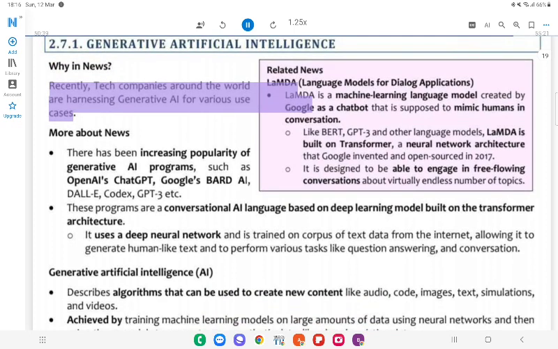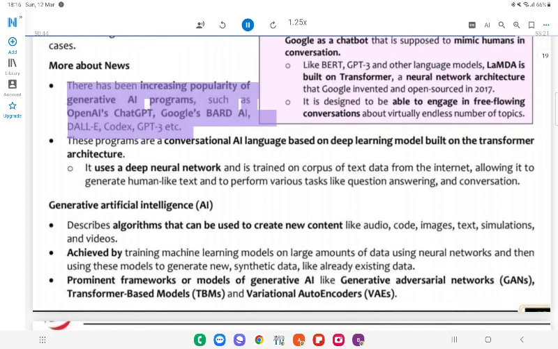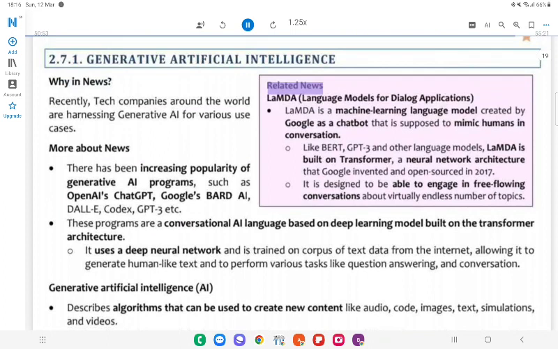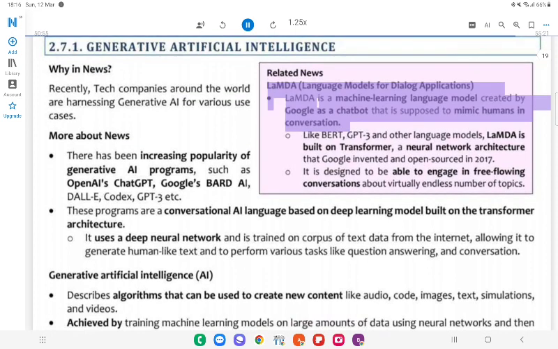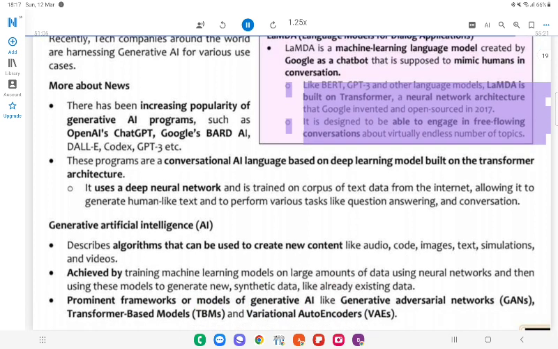Why in news? Recently, tech companies around the world are harnessing generative AI for various use cases. More about the news: there has been increasing popularity of generative AI programs such as OpenAI's ChatGPT, Google's Bard AI, Codex, GPT-3, etc. Related news: LaMDA, Language Models for Dialogue Applications. LaMDA is a machine learning language model created by Google as a chatbot that is supposed to mimic humans in conversation. Like BERT, GPT-3 and other language models, LaMDA is built on Transformer, a neural network architecture that Google invented and open-sourced in 2017. It is designed to be able to engage in free-flowing conversations about a virtually endless number of topics.